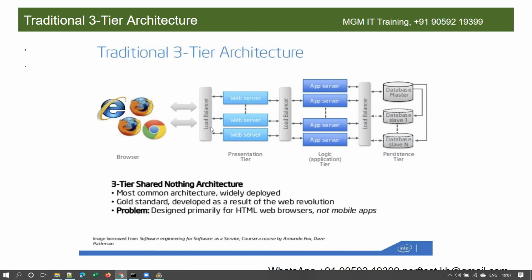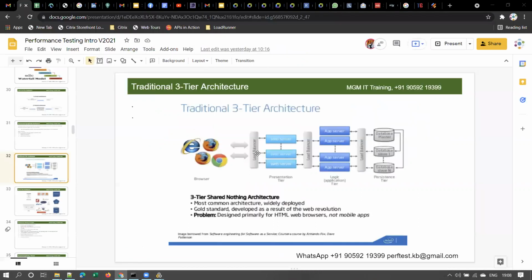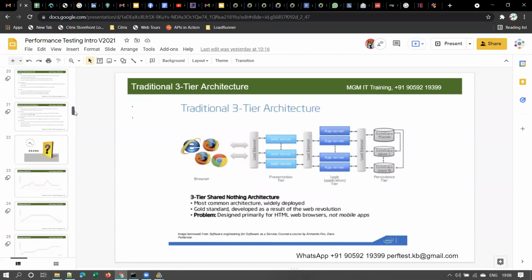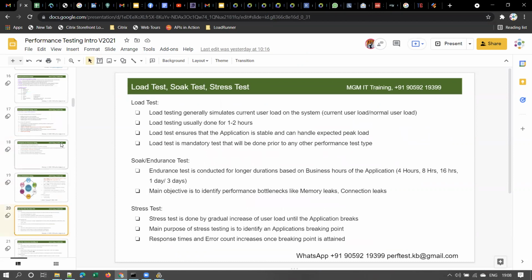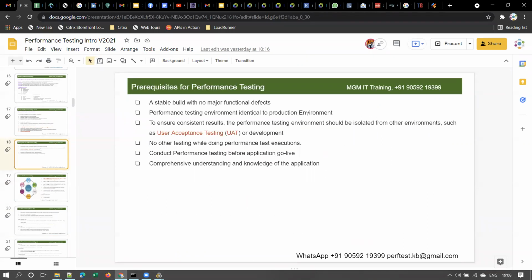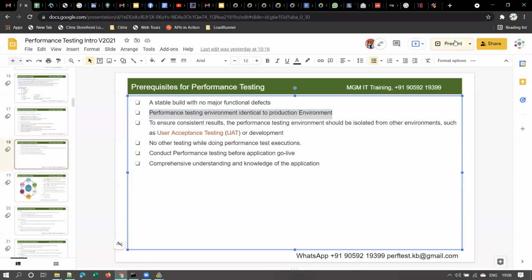Yes, sir. And also the load balancer configuration, all network interface cards, everything like the production. The performance testing environment should be an exact replica of production. Then only you'll get accurate results. Clear, guys? Yes or no? Is it clear? So that's what this point is: the production and performance testing environment should be identical, right?